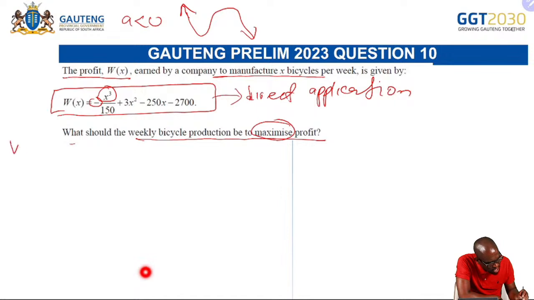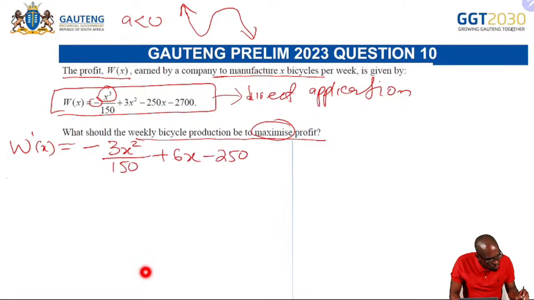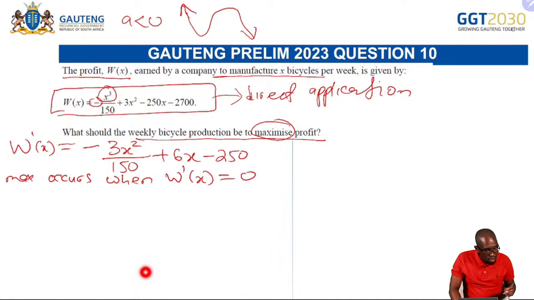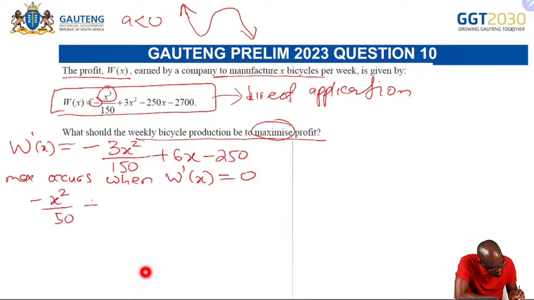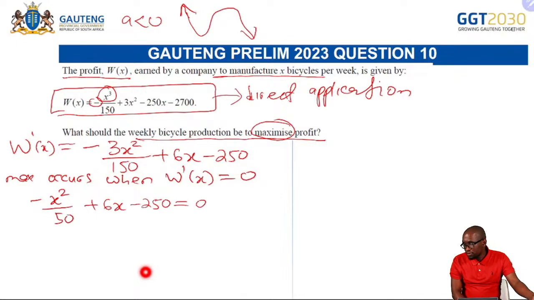So first things first, we are going to find the derivative of that. We get that this is negative 3x squared over 150 plus 6x minus 250. We know max occurs when the derivative W prime of x is equal to 0. So now if you equate this to 0, you're going to get that this is minus x squared over 50 plus 6x minus 250 is equal to 0. That's how you simplify it.